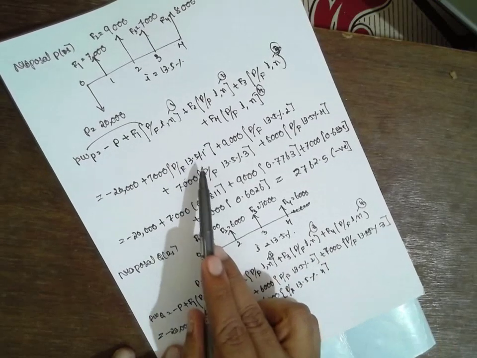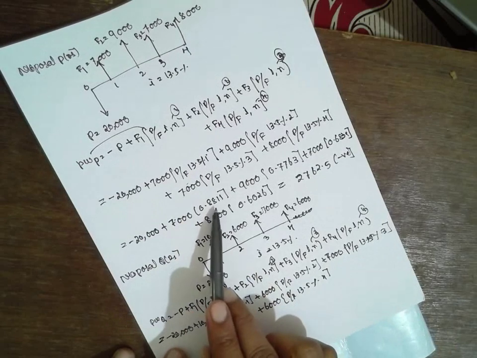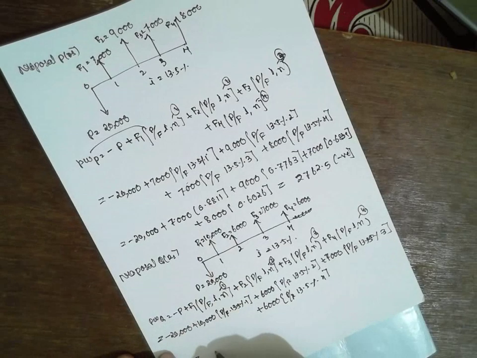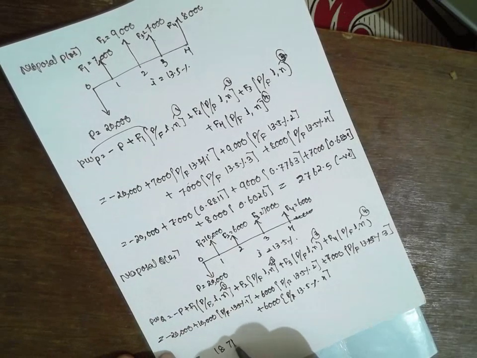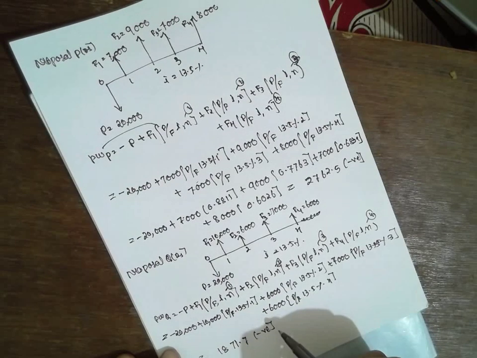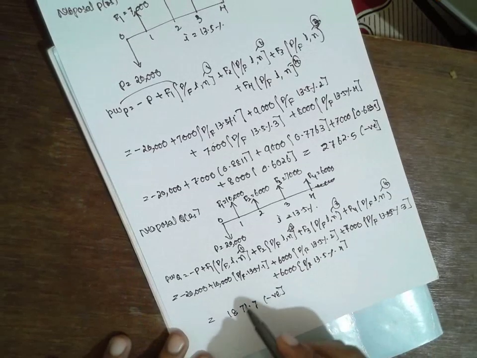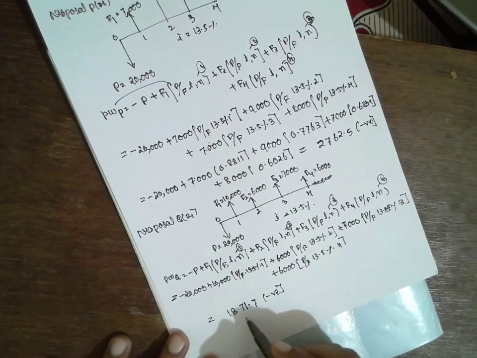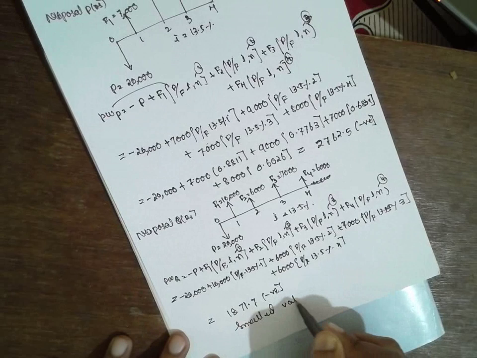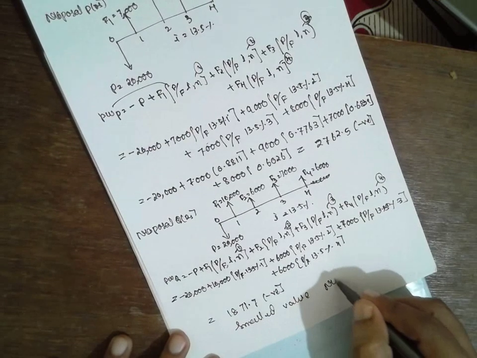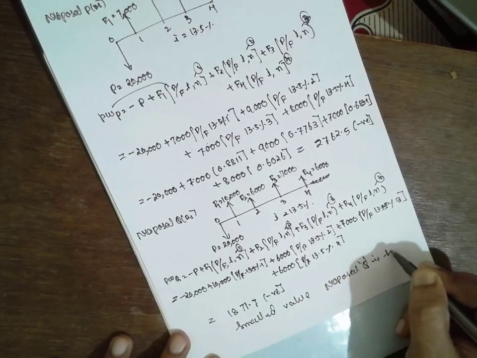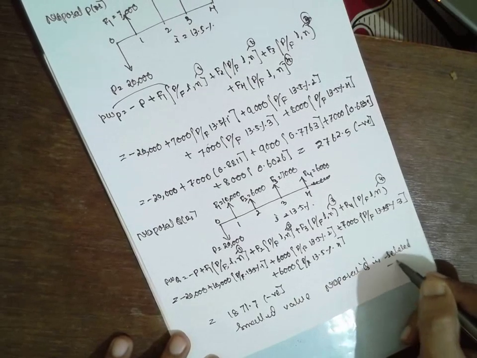Already the values are known here. These values are tabulated from here. Write the same values here. You will get the answer as minus 871.7. In the cost based system, when the negatives are there, you have to select the least value. Therefore, proposal Q is selected, the smallest value. This is problem number two.